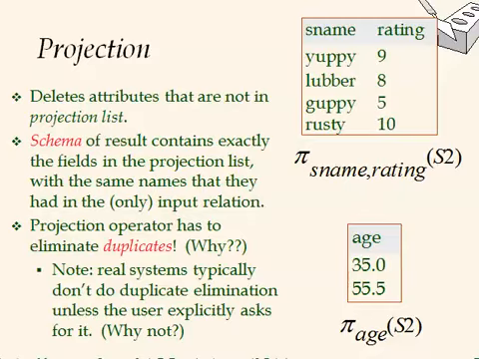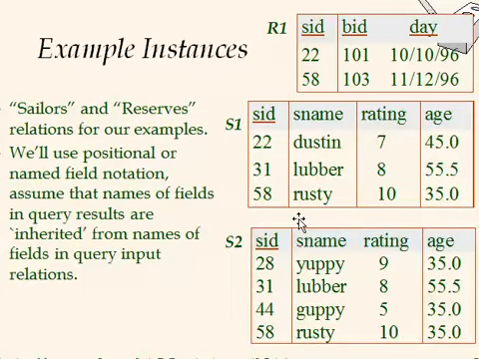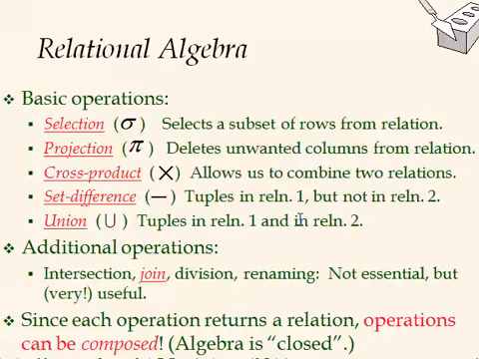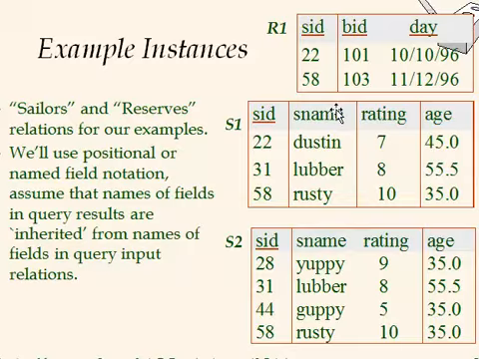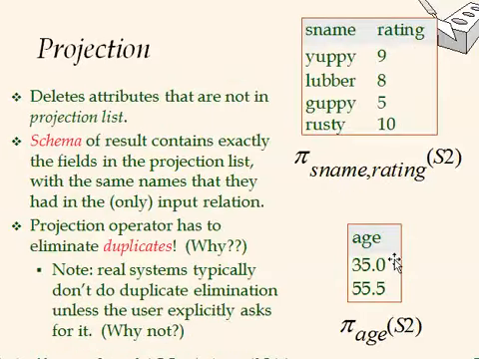Projection we're going to identify with the symbol pi, and then, for example, if we do pi over S name and rating, what it means is on table S2. Let's go back to table S2. So this is table S2, and then we want to project over S name and rating. That is like we just go over the columns S name and rating, and we're getting these elements from here. So these are 4 elements, 4 rows, and that's what we're getting from there.